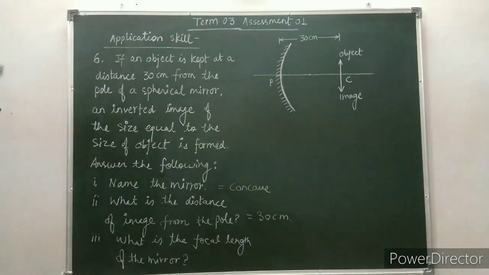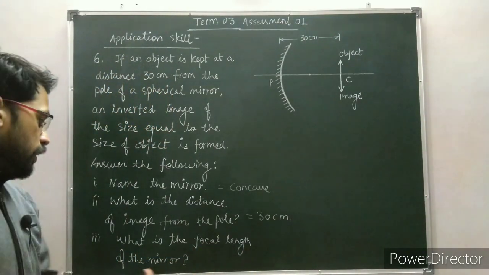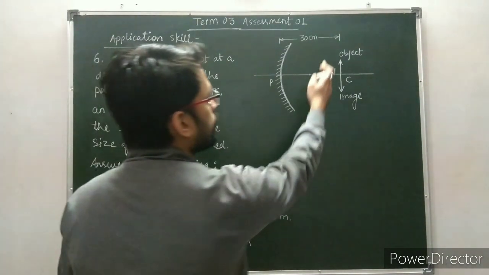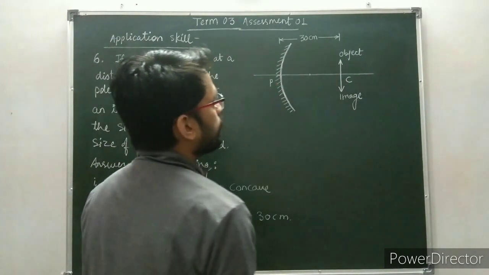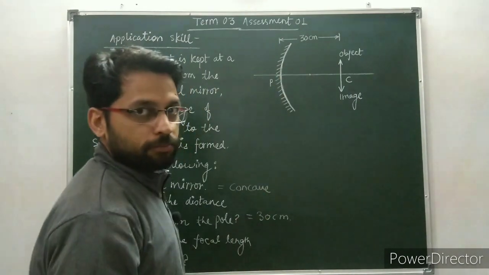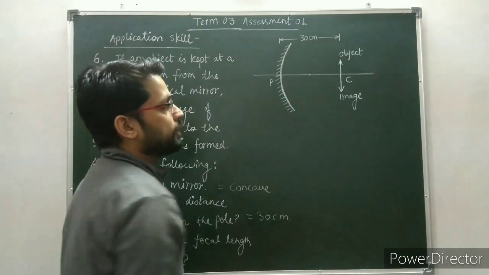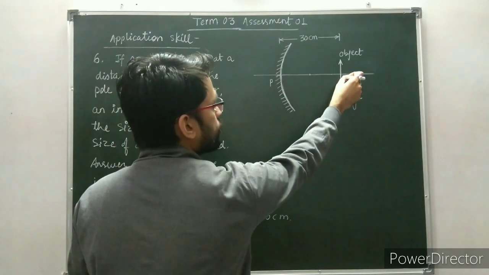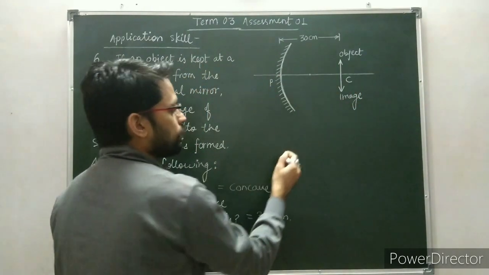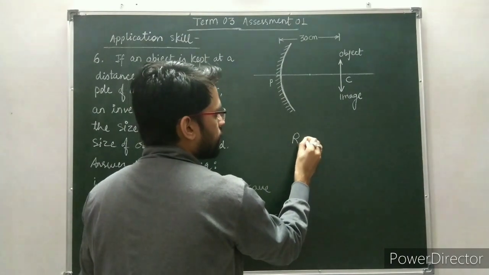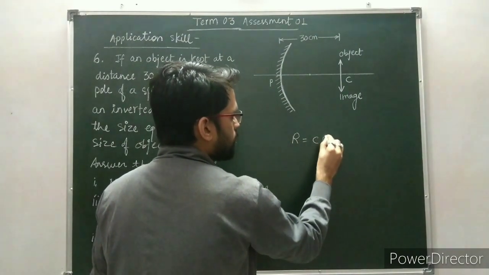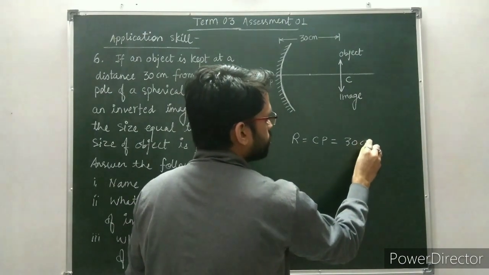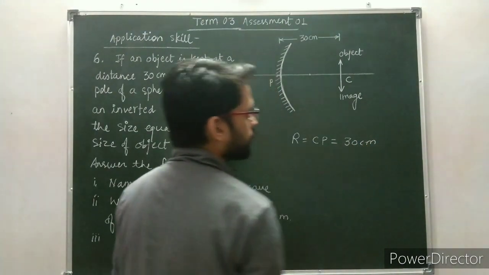Okay, now what is the focal length of the mirror? Here this distance is the radius of curvature, means 30 centimeter is the radius of curvature, that is the distance of center of curvature from the pole. Okay, so radius of curvature is equals to CP, which is equal to 30 centimeter.